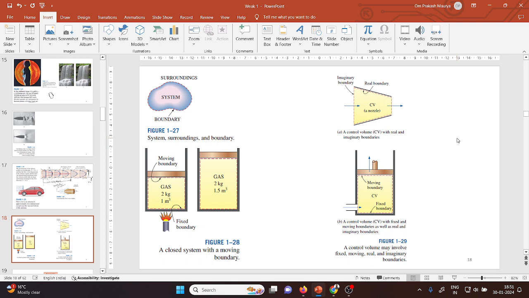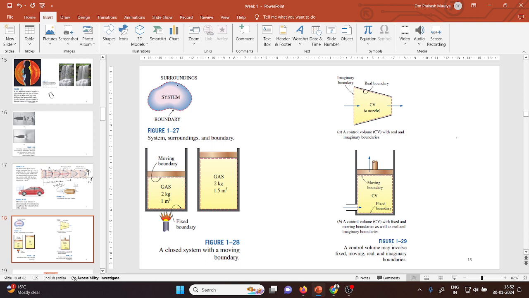Okay, control volume. In fluid mechanics, we always apply the conservation laws on the control volume. Why? There is a reason behind it. Because in case of solid, if you see, first try to understand what is surrounding, what is system and boundary, then I will explain the control volume. What do you mean by control volume? Later we'll discuss more about the control volume.